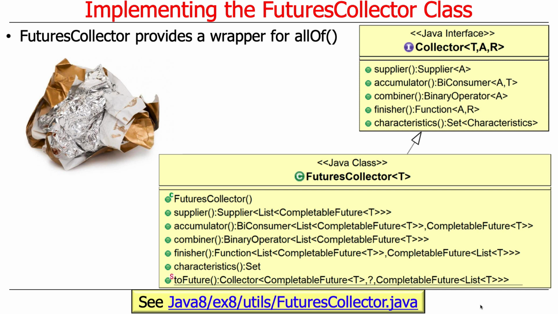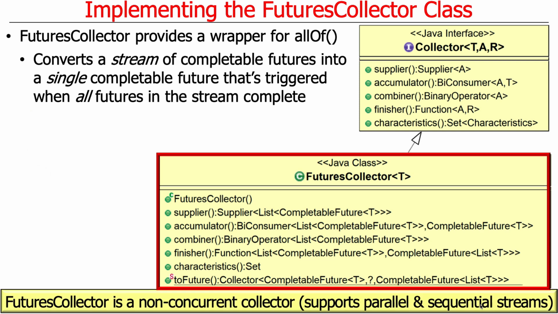OK, so here's the wrapper. FuturesCollector is a wrapper for allOf. As it says here, it converts a stream of completable futures into a single completable future that will be triggered only when all the other completable futures in the stream complete. And FuturesCollector is a non-concurrent collector. You can use it for both parallel and sequential streams. We, of course, are going to focus on its use in sequential streams because we're not going to try to mix parallel streams with completable futures.